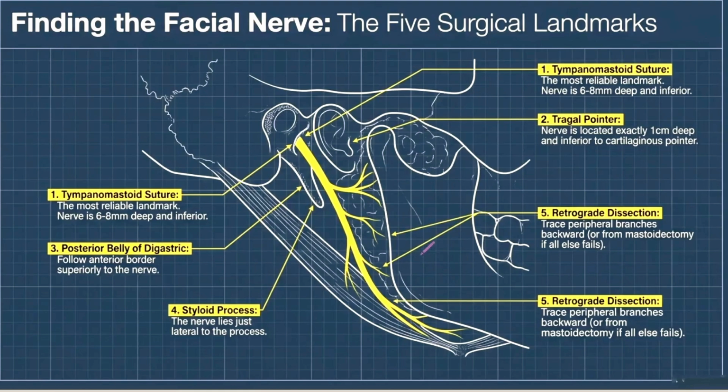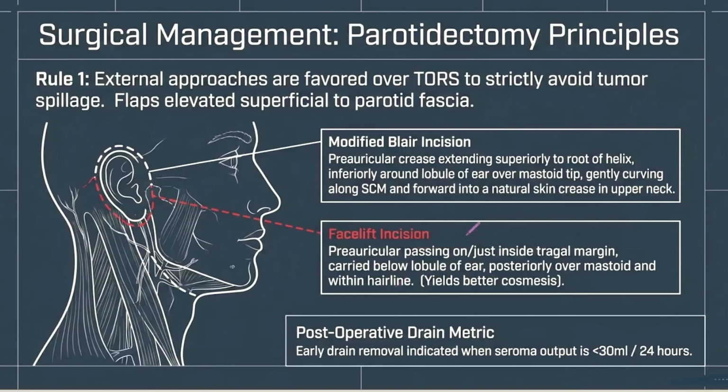To even get access to that area, the incisions they use are fascinating. Like, the notes detail a modified Blair incision, but they also list a facelift incision. Yes, the surgical approach is evolving. I was genuinely caught off guard by that. Why are oncological surgeons utilizing cosmetic plastic surgery techniques to remove potentially malignant tumors? It represents a critical evolution in how we define surgical success. Decades ago, the only goal was oncological safety. Just get the tumor out. Remove the tumor at all costs.